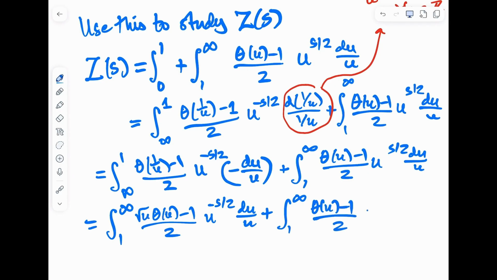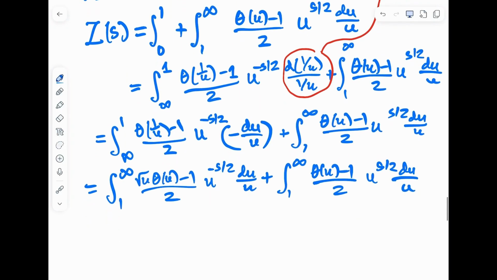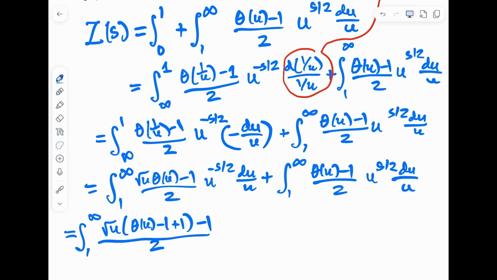One issue we have here on the left is that the theta function has that constant term, and I'd like to get rid of it. So when I have root u times theta of u, I'm going to take that theta of u and subtract 1 to get rid of the constant term, but of course I have to add 1 back.